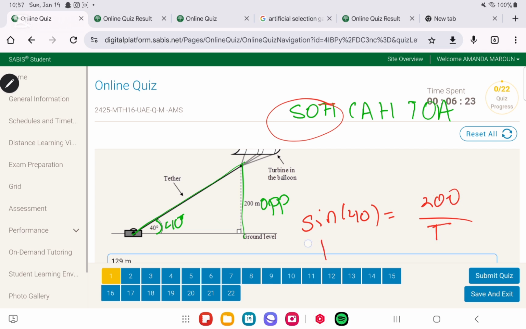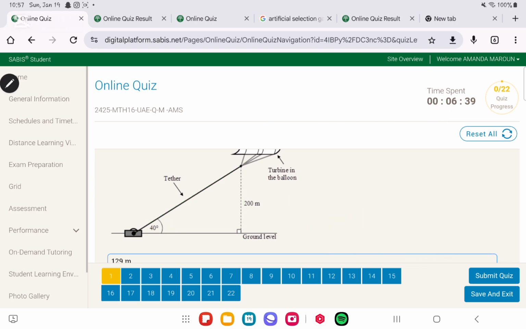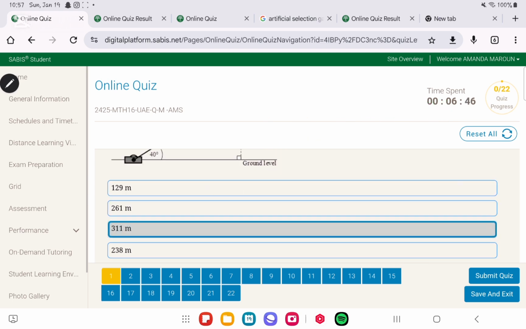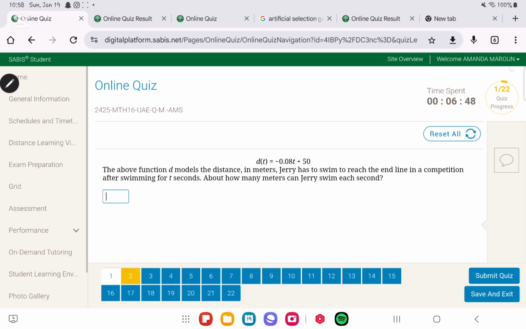So then, if we make t the subject of the equation, it's going to be t is equal to 200 divided by sine 40. And if you do it on your calculator, you are going to get an answer of approximately 311 meters. Okay, we'll move on to question number 2.